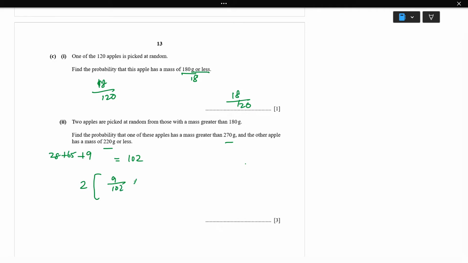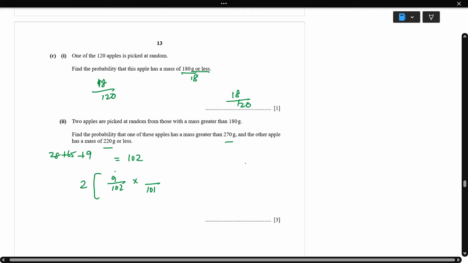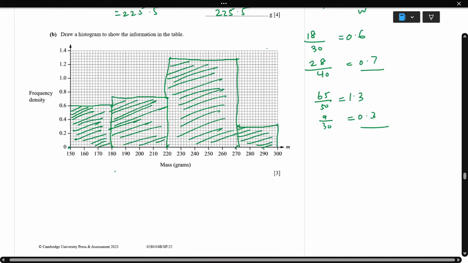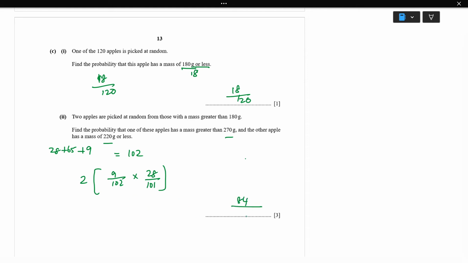Now one is picked, so only 101 is left. The other one must be 220 grams or less, for which only 28 is available. So 28 over 101. When we calculate, our answer is 84 divided by 1717.